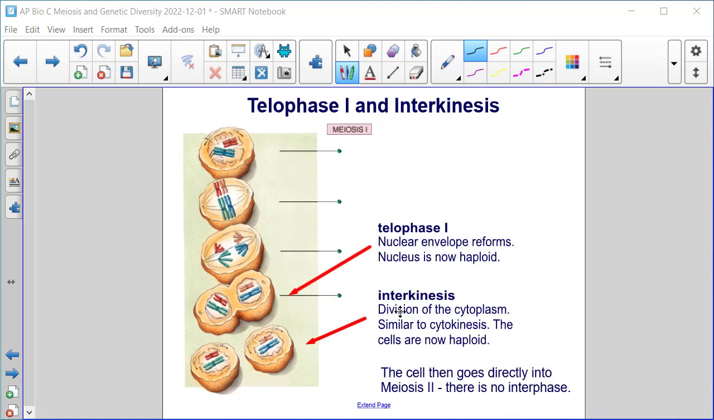And then the last 2 steps: telophase 1, the nuclear envelope reforms, and the nucleus is now haploid. And then interkinesis, which is the division of the cytoplasm, similar to cytokinesis. And at this point, the 2 cells are now haploid. The cells at this point go directly into meiosis 2. There is no interphase.